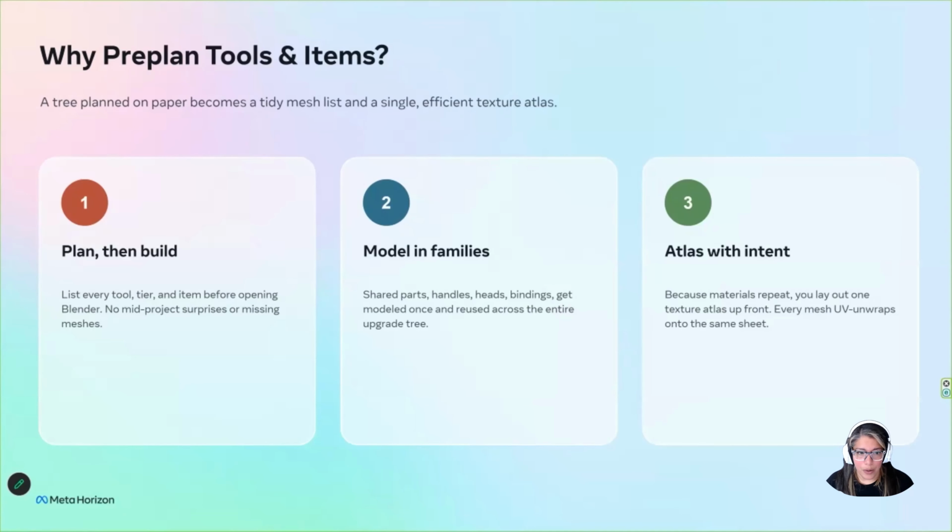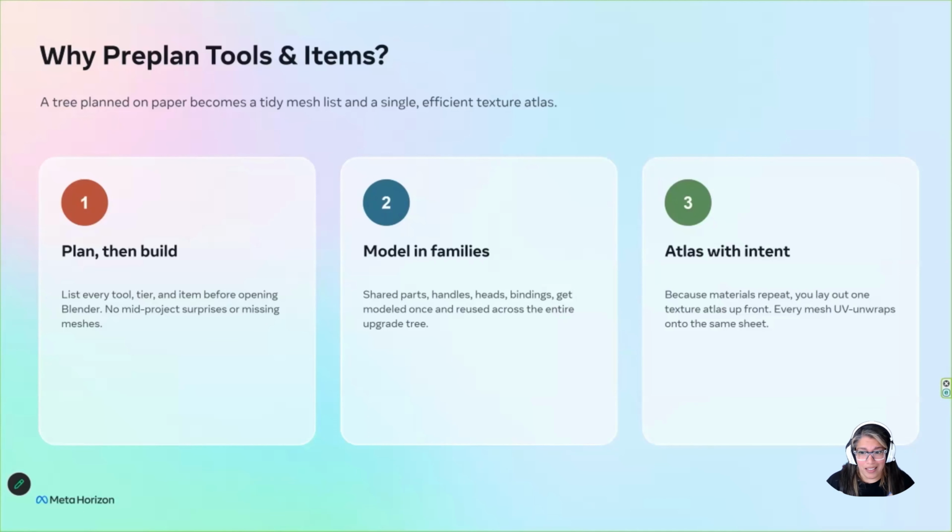We're going to ask the question of why pre-plan tools and items. There are three payoffs, and they basically build on each other. The first is plan and build. Before any modeling, you list every tool, every upgrade tier, and every item. It sounds kind of boring, but this step kills that mid-project surprise, because you get the entire scope when you're planning these items.